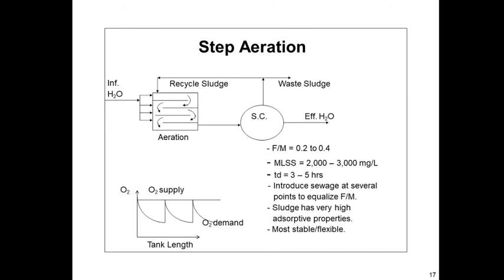And this method has some advantages. The first advantage is that oxygen demand is more evenly spread over the entire length of the tank, resulting in better utilization of the oxygen supply. And the next one is multiple entry of substrate, thereby increasing removal of soluble organics by adsorption and higher BOD loading per unit volume. So this method has some advantages over the conventional method. So step aeration is one of the first modifications in the activated sludge process.